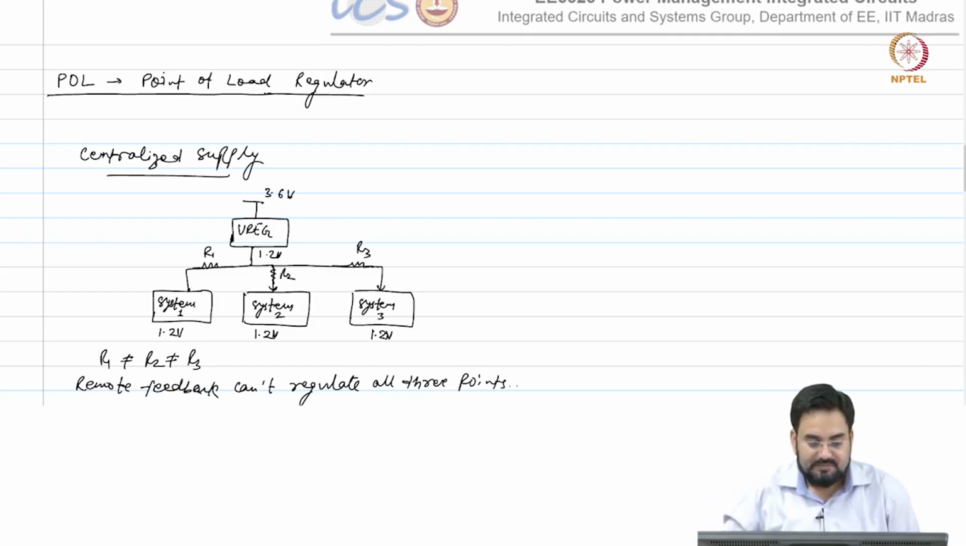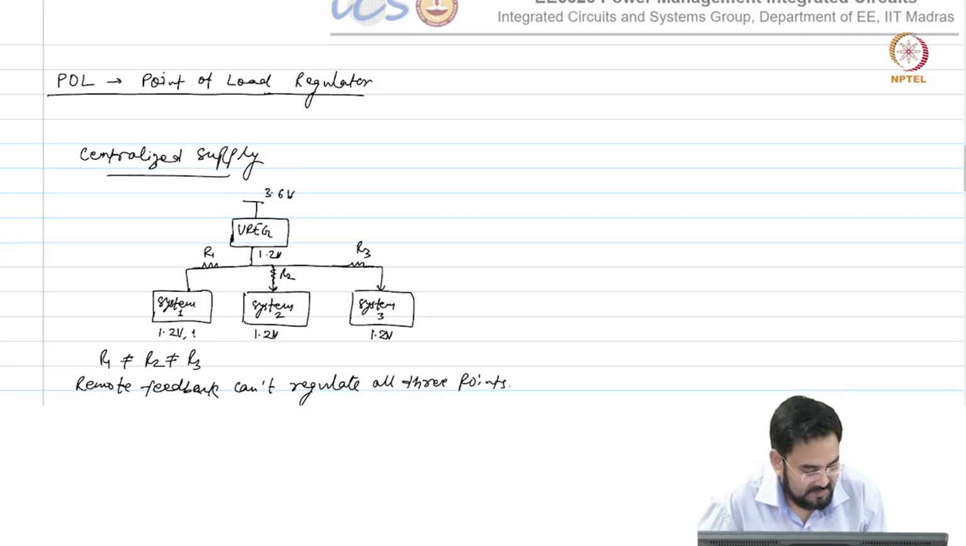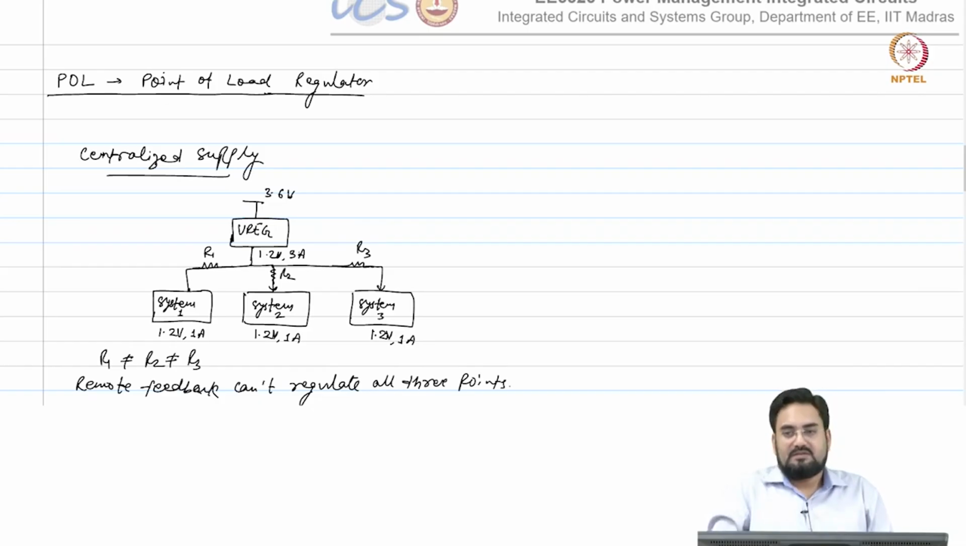So, what do we do? Let us say this is 1 amp, this is 1 amp, this has to supply 3 amp. Okay. So, total 1.2 volt and 3 amp. So, each system requires 1 amp. So, 3 amp you require from the regulator. So, you need to design a regulator which can supply 1.2 volt output with 3 ampere current.